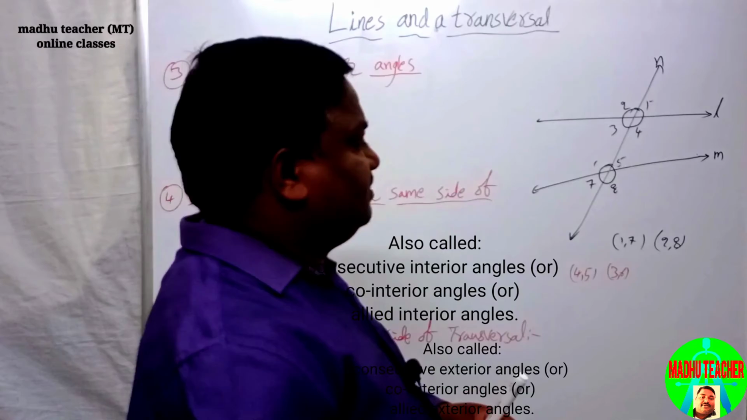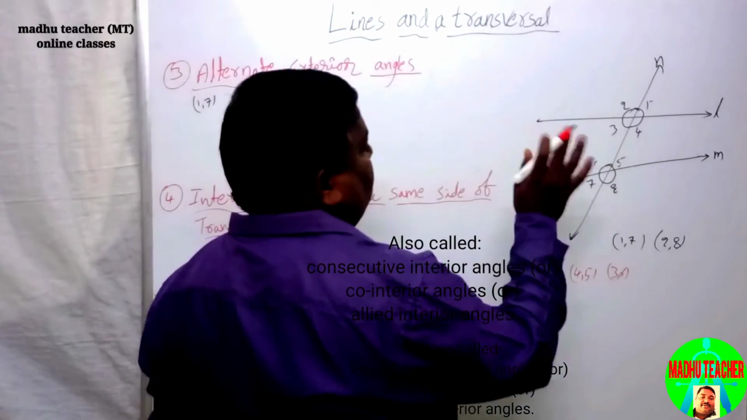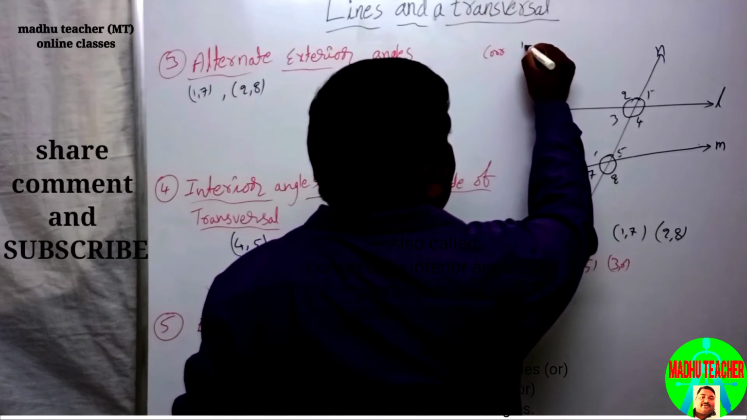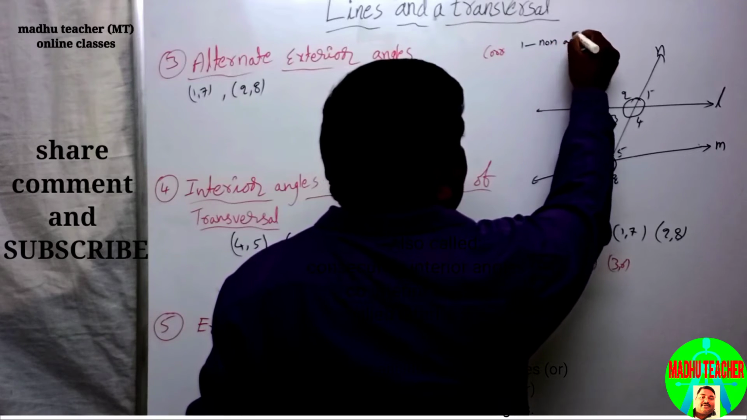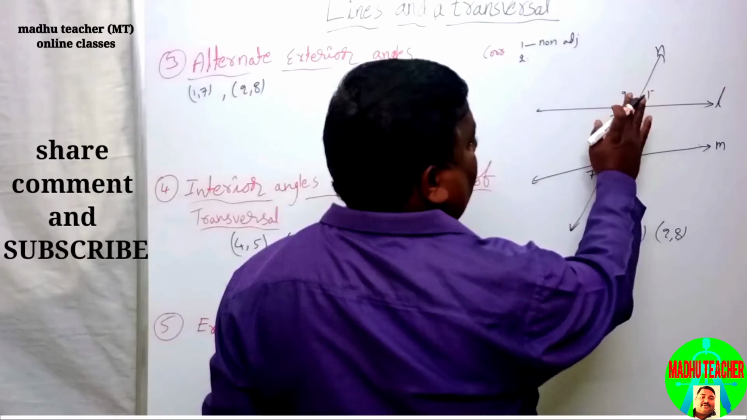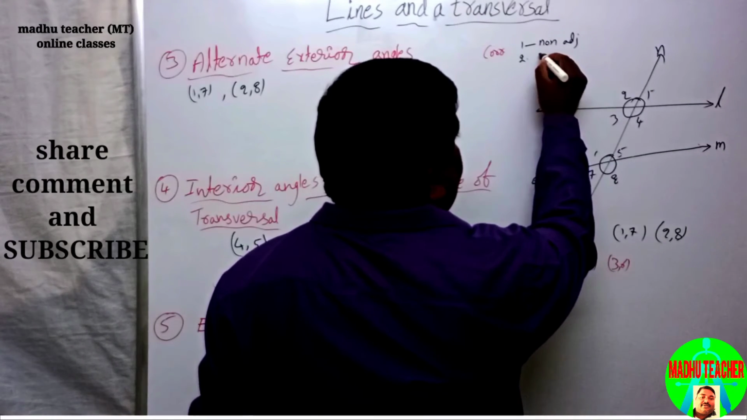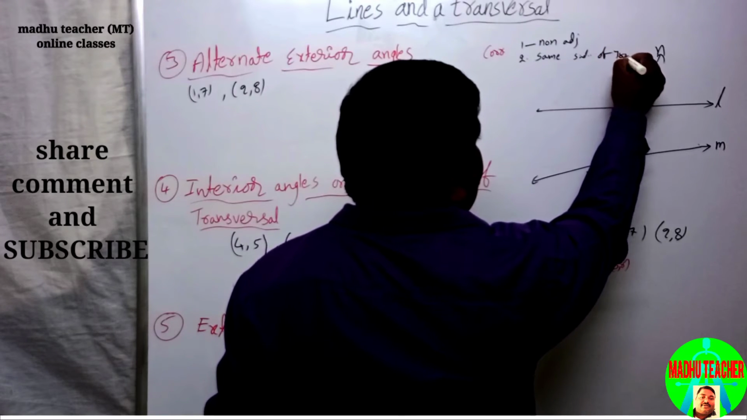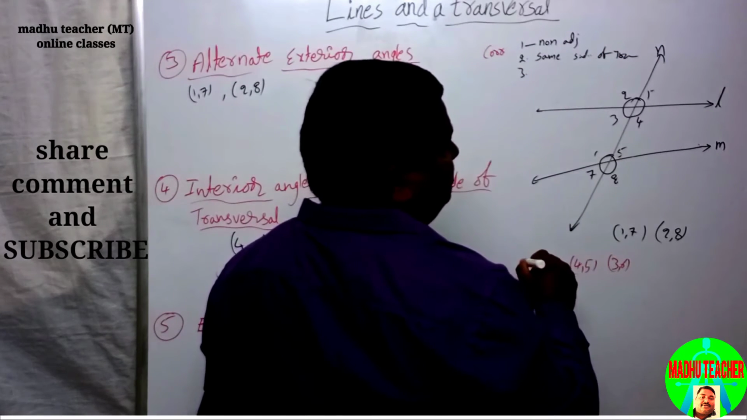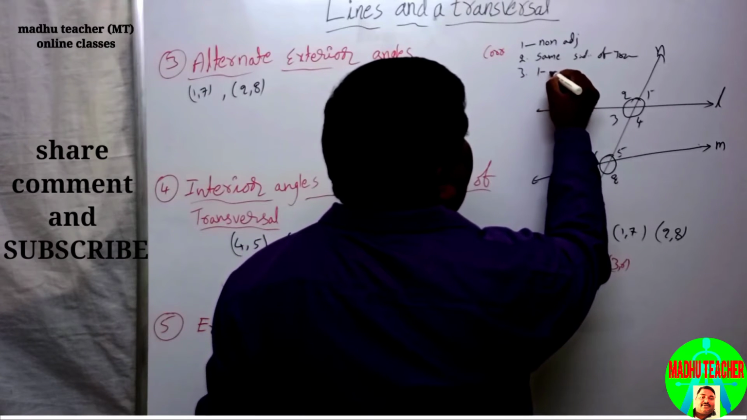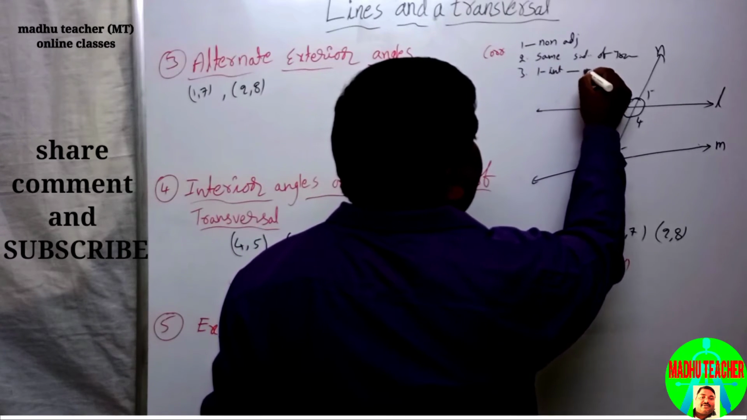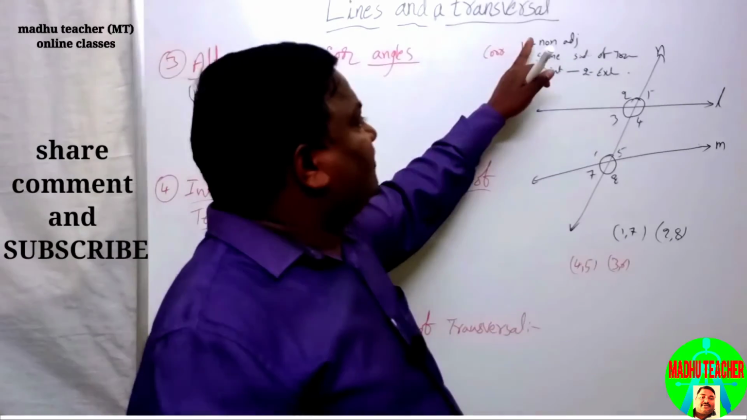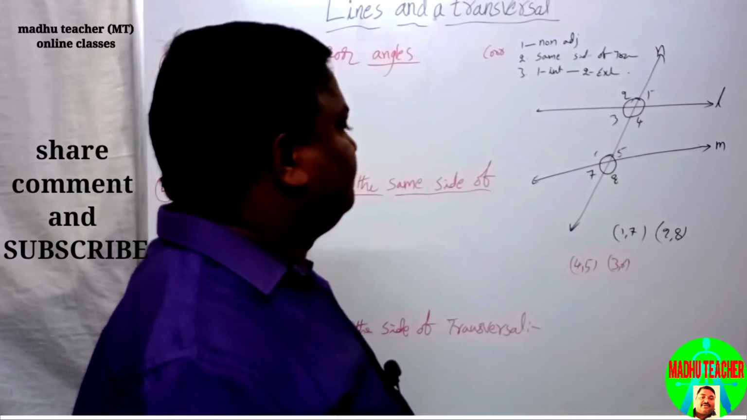Let us see the types of angles once again. First one is corresponding angles. There are three conditions. First, they are non-adjacent. Second, both are on the same side of the transversal. Third, one is interior and the other is exterior. These types of angles are called corresponding angles.